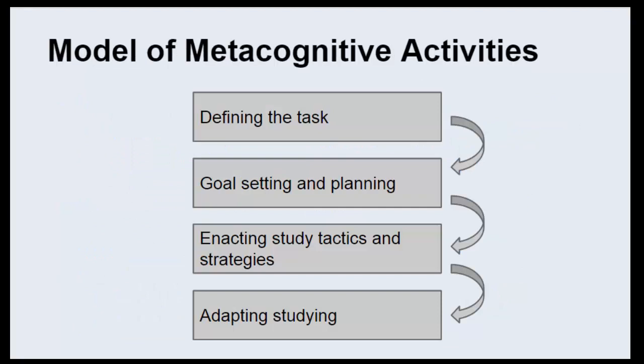A model of metacognitive activities and studying developed by Winne and Hadwin in 1998 described 4 stages. They are defining the task, goal setting and planning, enacting study tactics and strategies, and adapting studies. When defining a task, the students get a perception of the nature of the task. For example, after you finish watching this presentation, you may decide to browse over the week's activities to determine the level of difficulty and the time you may need to accomplish them.